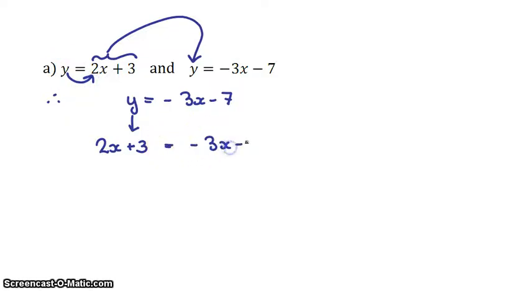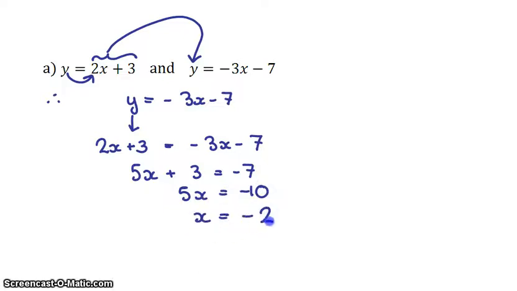Which means step 1, isolate a letter, is done for me. Substitute this into the other equation. Now I need to solve for x. So I plus 3x to both sides. So I get 5x plus 3 is negative 7. Then I minus 3 from both sides. So I get 5x is negative 10. And then I divide by 5. So I get x is negative 2.